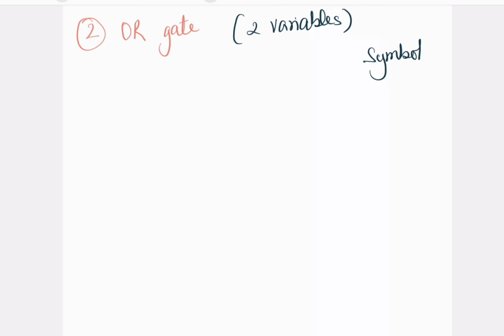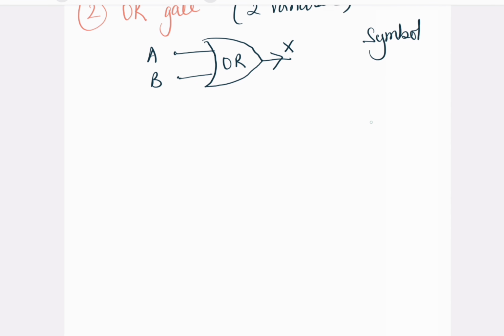How to draw this logic gate. We are taking two inputs, A and B. Two straight lines, and this time there is a little curve. Look at the symbol. It's a little curve, and then it gives you the output as X. So this is the OR gate symbol. Now the next is we are going to use the truth table.